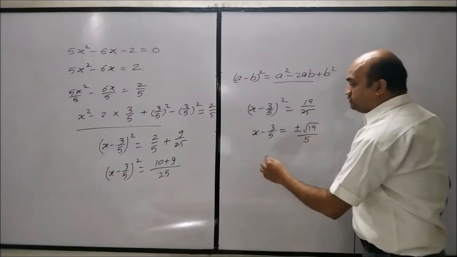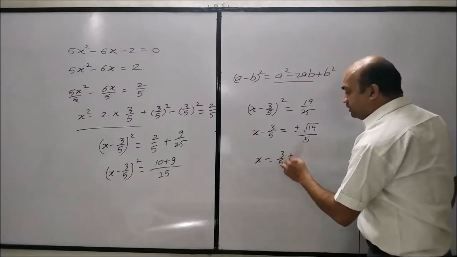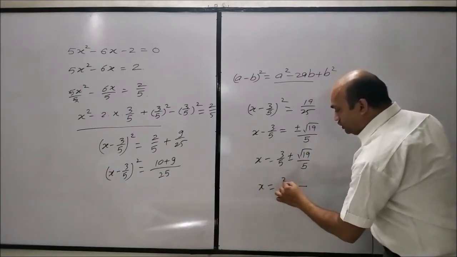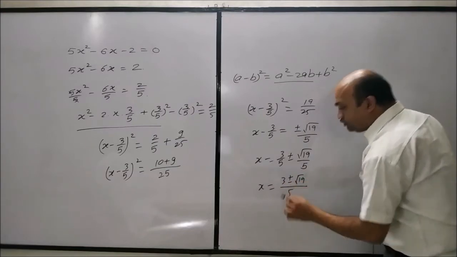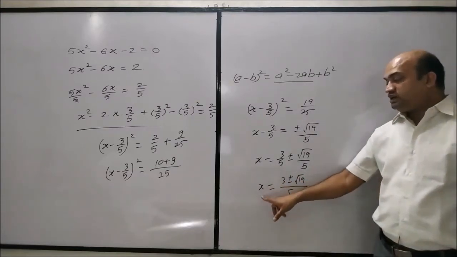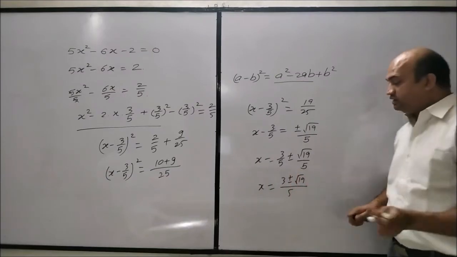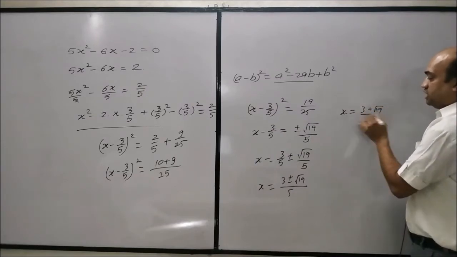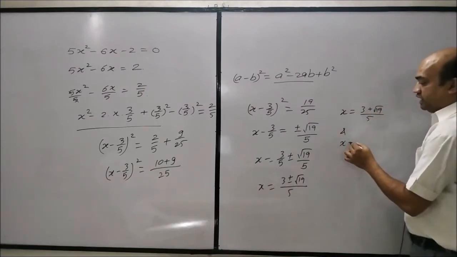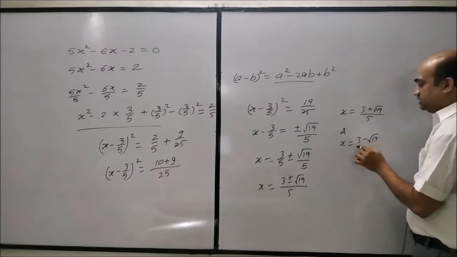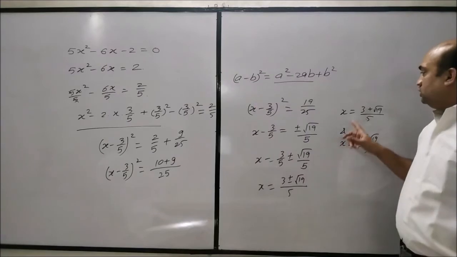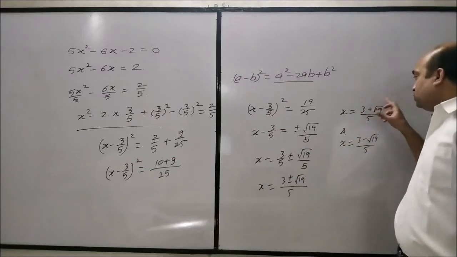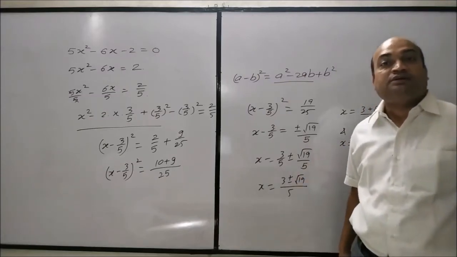Now this 3/5 we shift here, x is equal to 3/5 plus minus under root 19 by 5, or x we will get (3 plus minus under root 19) by 5. Okay, so two values of x we get by taking plus and minus sign one by one. When we take positive sign, x we get (3 plus under root 19) by 5. And when we take negative sign, we will get x is equal to (3 minus under root 19) by 5. Therefore, the two values of x that are the roots of the quadratic equation are (3 plus under root 19) by 5 and (3 minus under root 19) by 5.